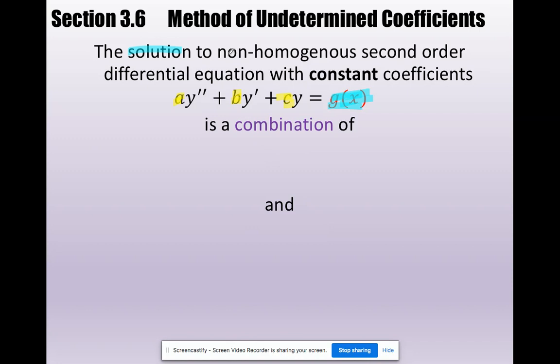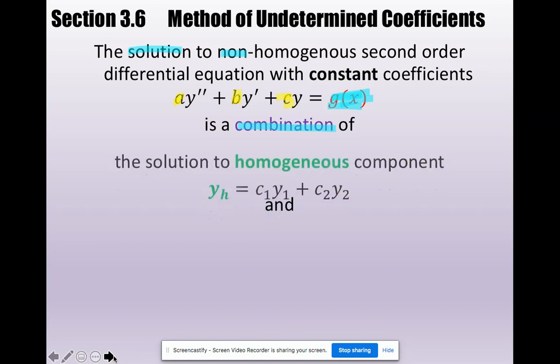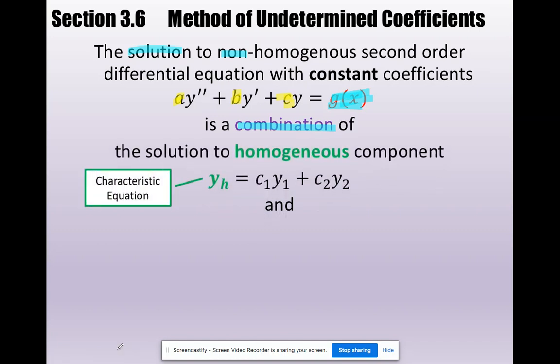So our solution to the non-homogeneous differential equation is a combination of two things. What you'll be happy to know is that the first part of the solution is what we just found in the warm-up using the characteristic equation. So I call this y sub h, or the part of the solution that comes from the homogeneous component. Depending upon what it is, we get our y sub 1 and our y sub 2. For us in the warm-up, that was using our characteristic equation. We got e to the 4x and e to the negative x as our two fundamental solutions.